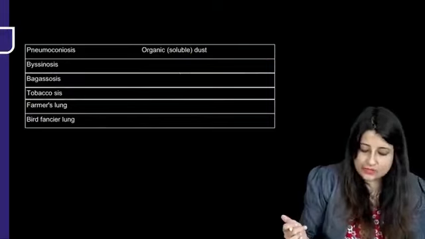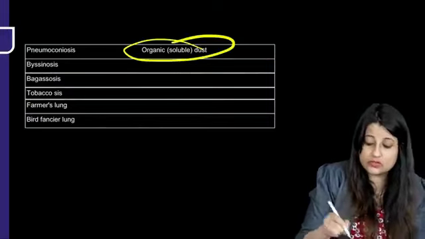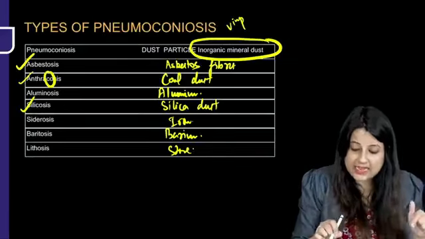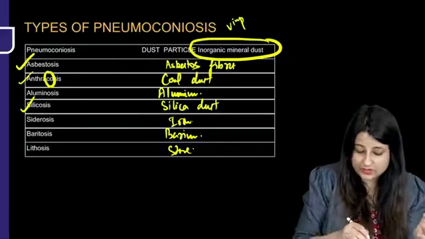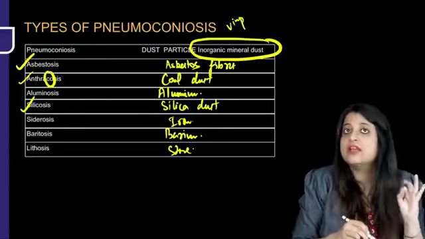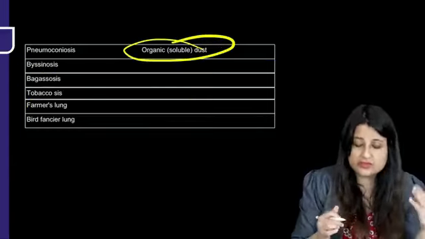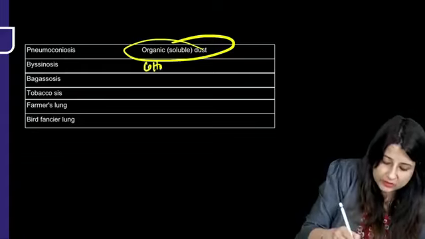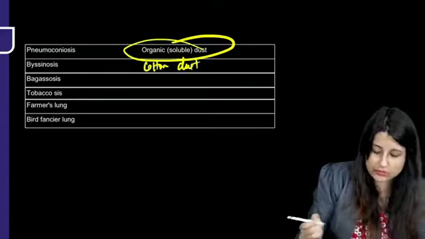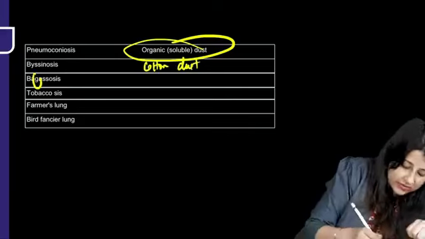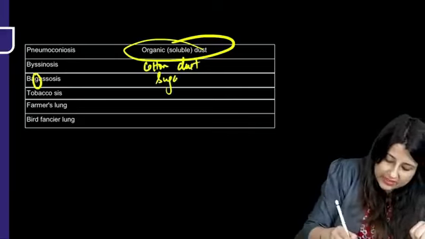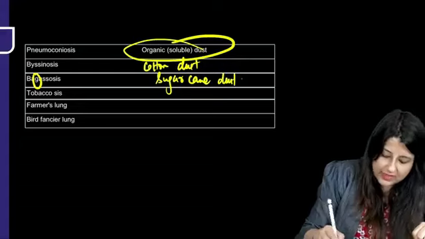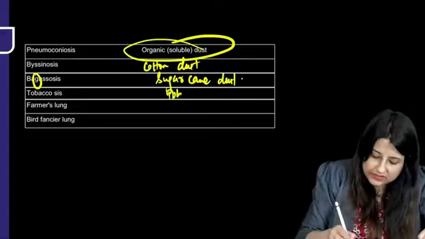And then pneumoconiosis which occurs due to organic dust. You could be asked: inorganic mineral dust exposure is asbestosis, anthracosis, silicosis. These are the three most important things for exams. Byssinosis is inhalation of cotton dust. Bagasosis is due to inhalation of sugarcane dust fibers. Tobaccosis is tobacco.